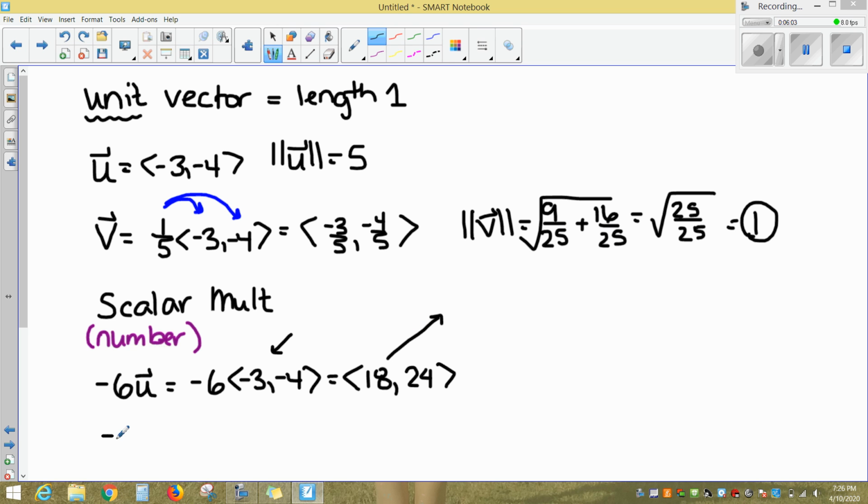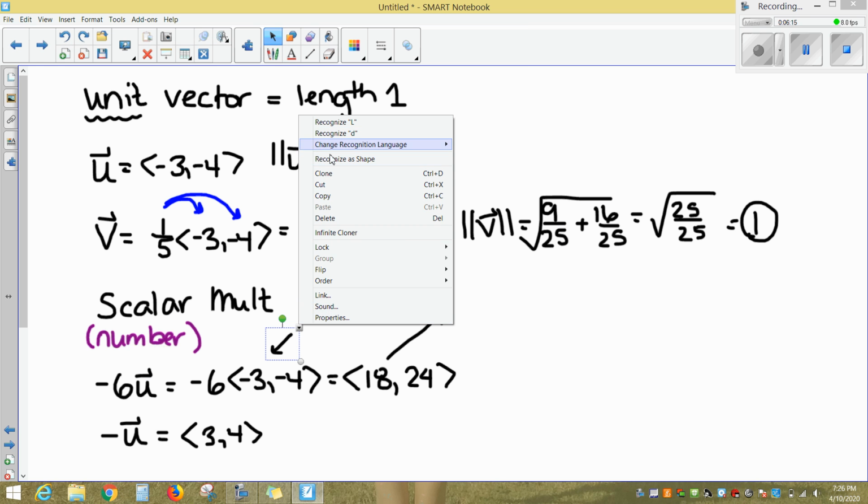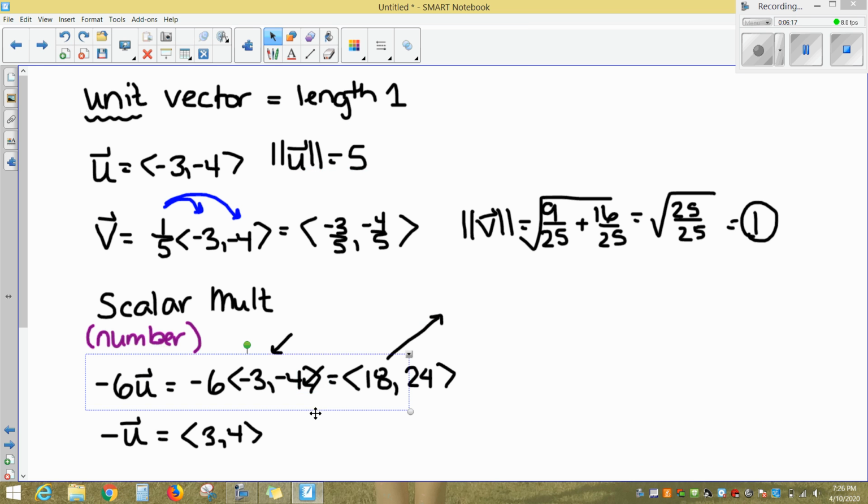If I just wanted plain old negative u, -1 times each component would make that +3, +4. So if that's what u looked like, it's just going to flip it around and have essentially the same direction, but it's going to point in the opposite direction. The initial and terminal sides are going to flip.